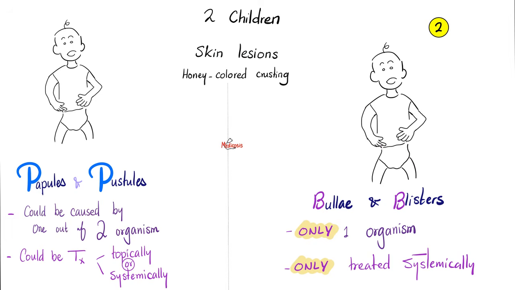2 children with skin lesion, honey-colored crusting. Both had impetigo. The first one had non-bullous impetigo, could be staph or strep. Papules and pustules, you treat it topically or orally. But bullous impetigo, we're talking bully and blisters, only by Staph aureus, only treated systemically.